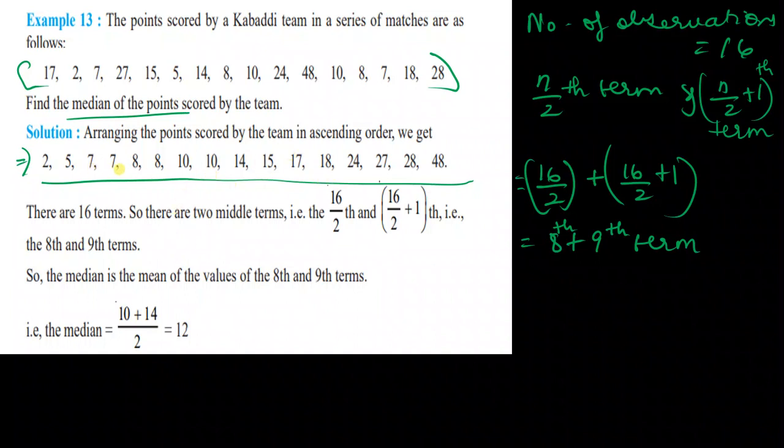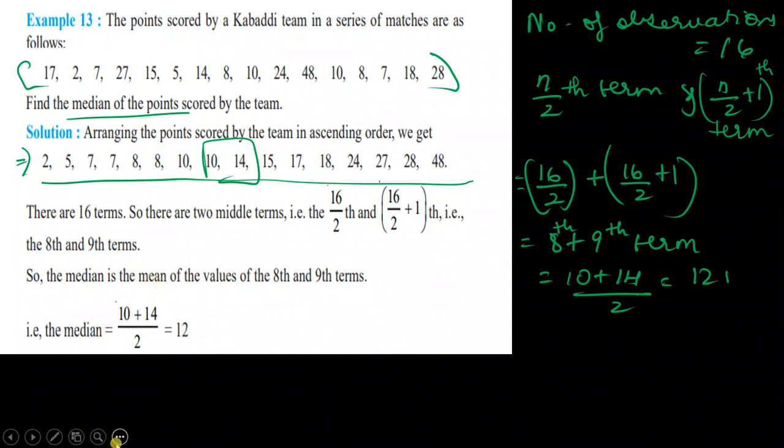Okay, so for the 8th and 9th terms, here you can see that they are 10 and 14, right? 3, 6, 7, 8, 9, 10 and 14. So the 8th and 9th terms, 10 plus 14 by 2, which is 24 by 2, that is 12. So basically the median for an even number of observations is the mean of the values of the 8th and 9th terms.